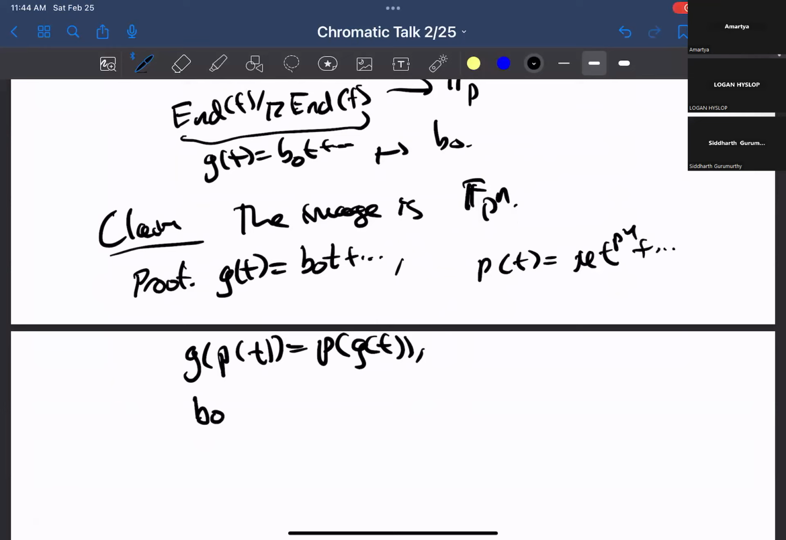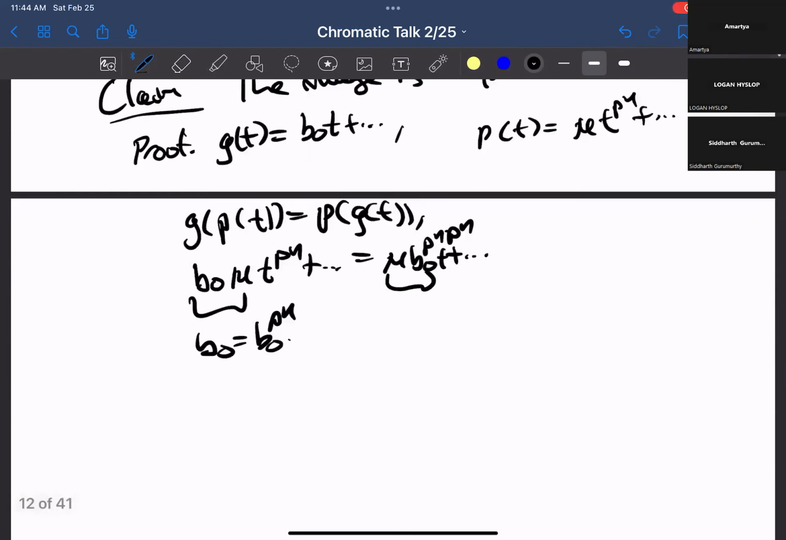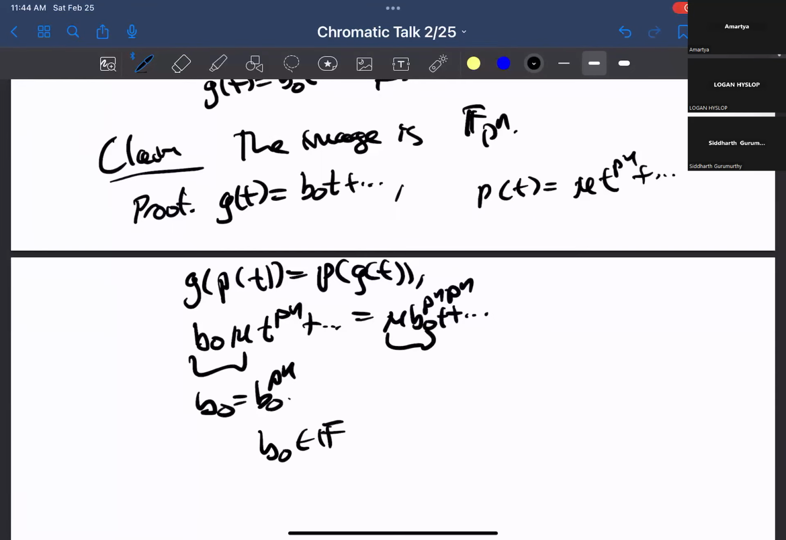for some mu plus whatever else. This is again just because F has height N. So if we do G after P of T, then we're going to get B0 times mu times T to the P to the N plus whatever else. And this is equal to, if we do P of T after G, then we're going to get mu times B0 to the power of P to the N plus dot dot dot. This should be T to the P to the N. So in particular, if we compare coefficients, we see that B0 is equal to B0 to the P to the N. So B0 lives in F_p to the N.